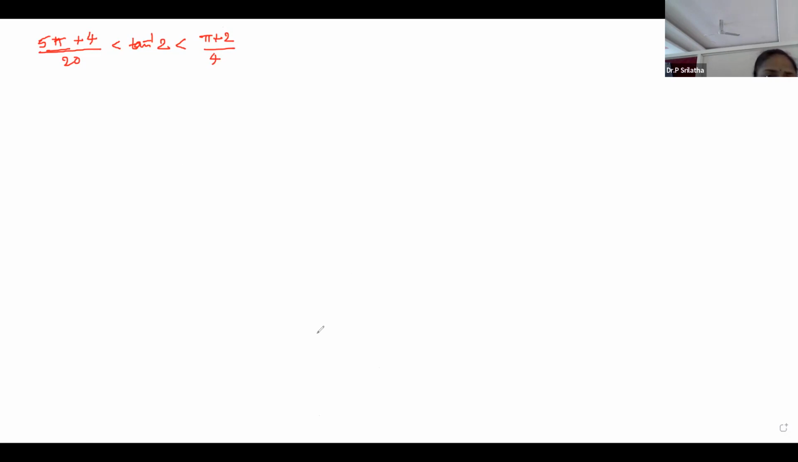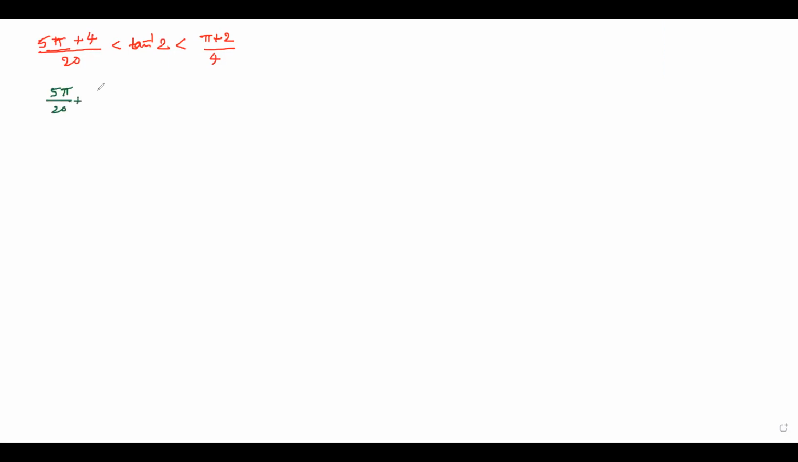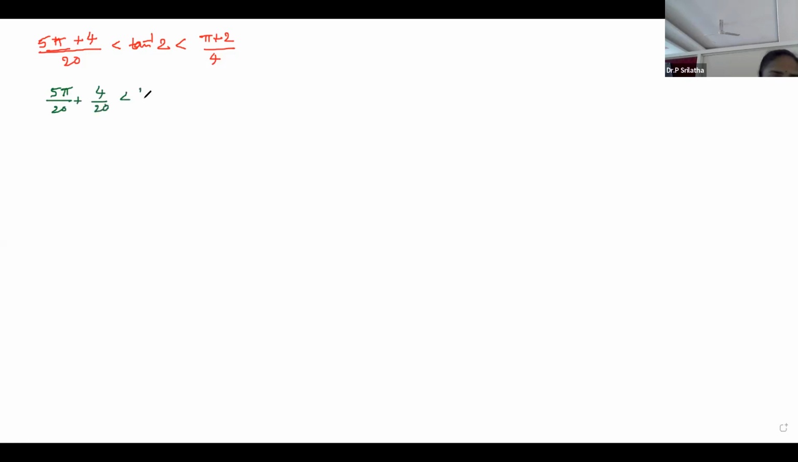In this question, what is B value and what is A value? Okay, so I will do one more step. That is 5 pi by 20 plus 4 by 20 is less than tan inverse 2 is less than pi by 4 plus 2 by 4. So 5 pi by 20 is nothing but pi by 4, plus 4 by 20 is less than tan inverse 2 is less than pi by 4 plus 2 by 4. Okay. So what is A value and what is B value?